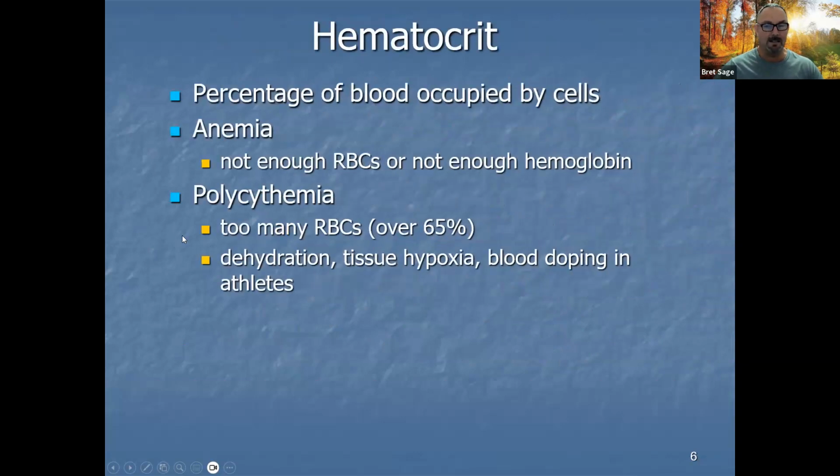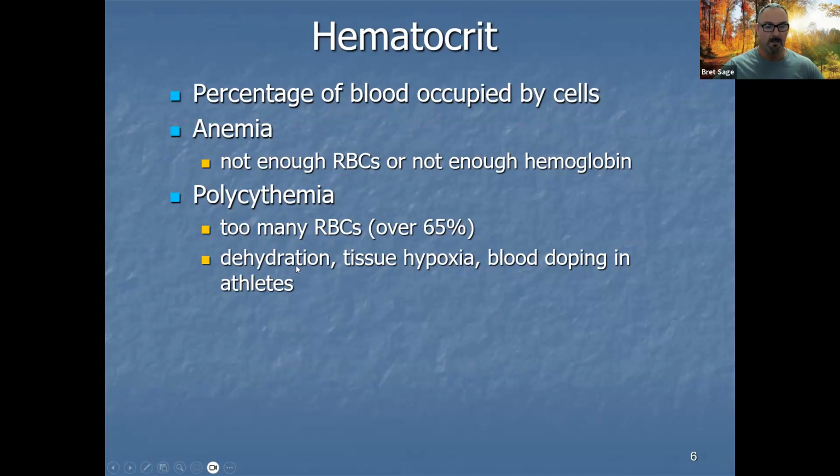Hematocrit, what is this? It's a measure of the percentage of blood occupied by cells. So the more cells you have in your blood, the higher your hematocrit. If your level of blood cells is low, you have what is called anemia. There's not enough red blood cells or not enough hemoglobin. But I will let you know that lack of iron is not the only cause of anemia, lots of causes. If you have too many blood cells, it's called polycythemia, and there's too many red blood cells, over 65%.